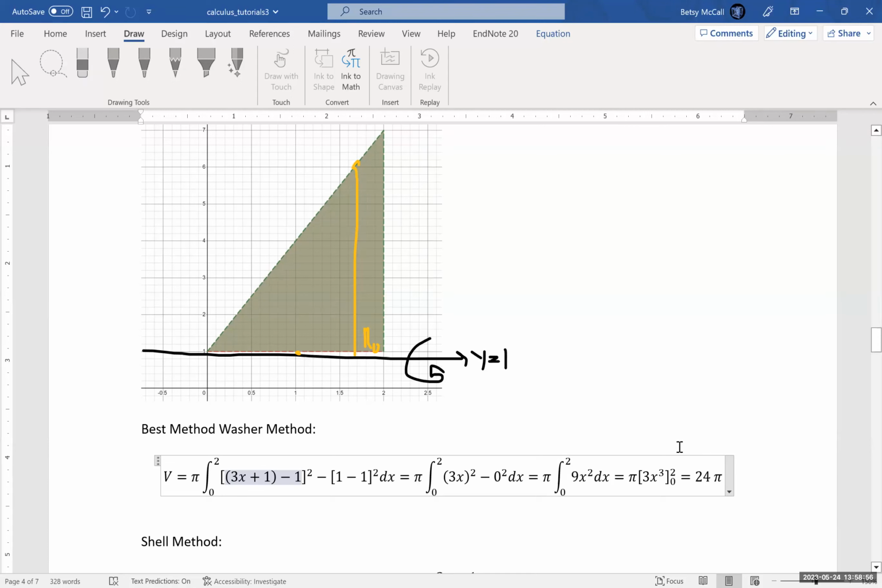Now, we can't do this by the shell method, but we have to set up the algebra. The shell method, again, we're rotating around a line parallel to the x-axis. So we treat it like the x-axis.